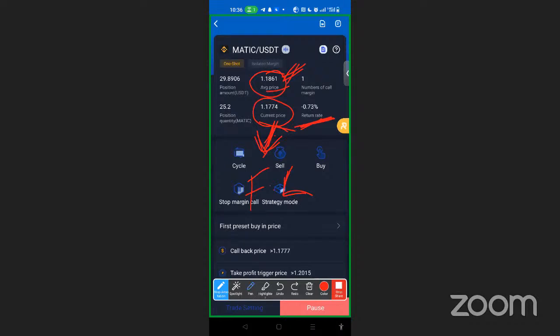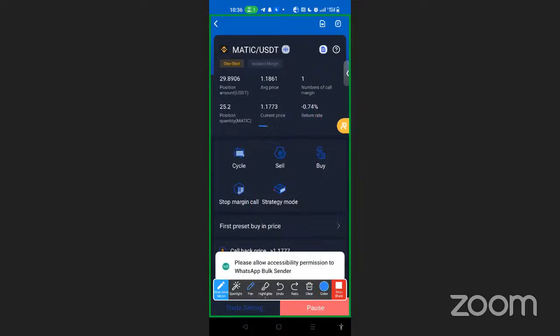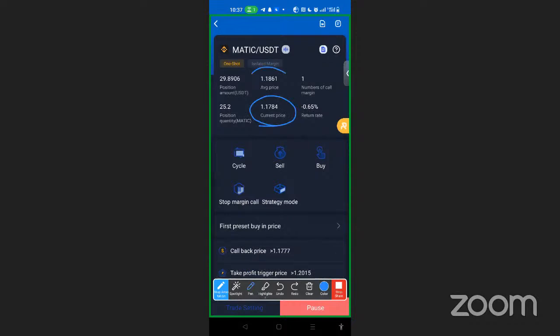When the current price is above, or greater than, the average price, that is what we call floating profit.